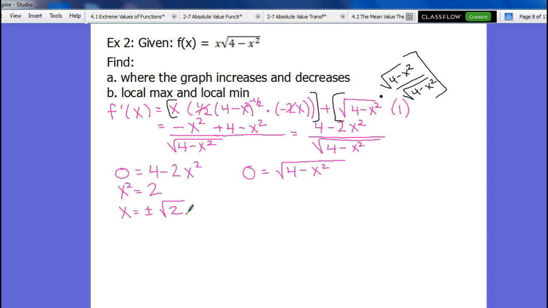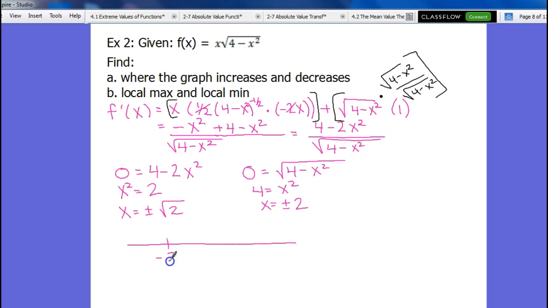What do we know about over here? You would get rid of the square root by squaring both sides. So then you get 0 equals 4 minus x squared. So then you get 4 equals x squared. So x equals plus or minus 2. Positive and negative 2 are in my original domain because that's not in the denominator. So we don't have to worry about that.